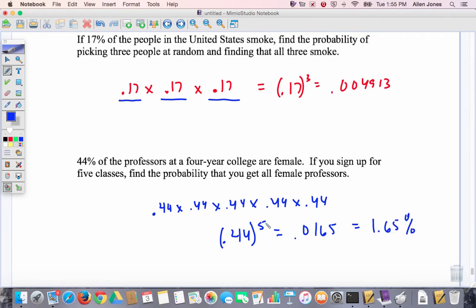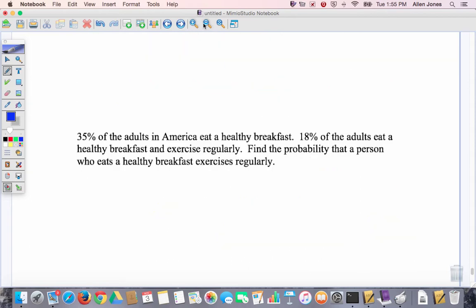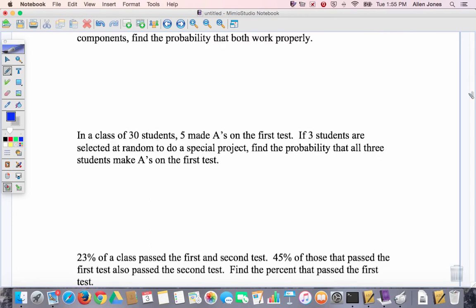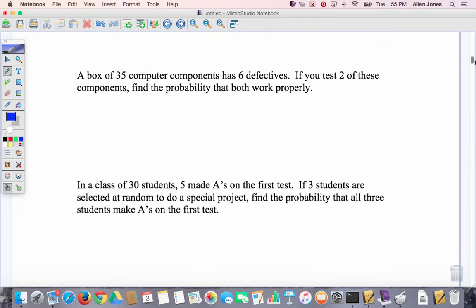Now some people might write that as 1.65%. Okay, we've already talked about the fact that our probability can be a decimal, a percent, or a fraction. Any one of the 3 is acceptable. Here I have 2 of the 3, the decimal and the percent. Let's keep moving on here.